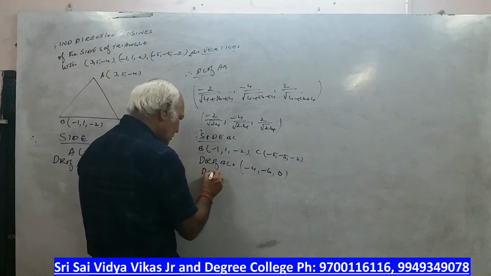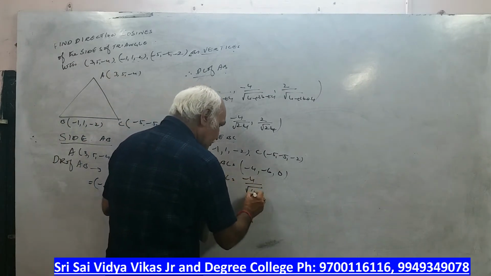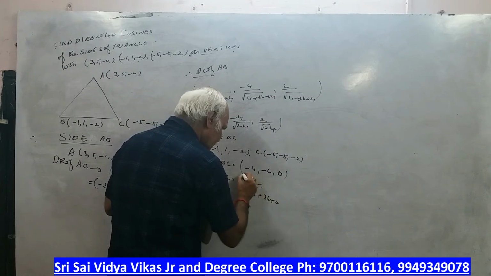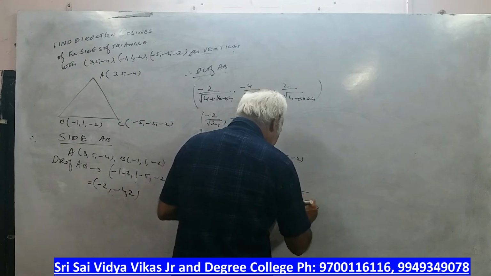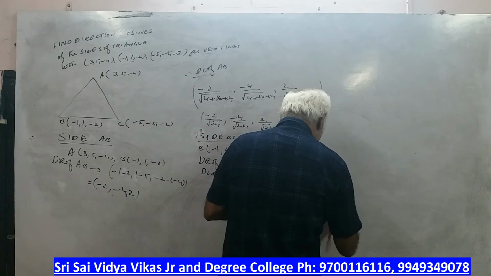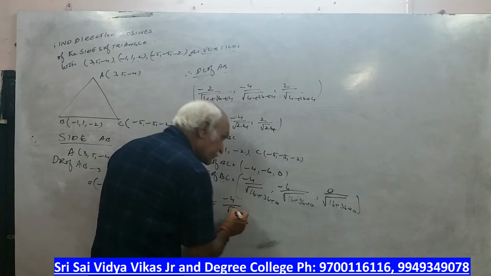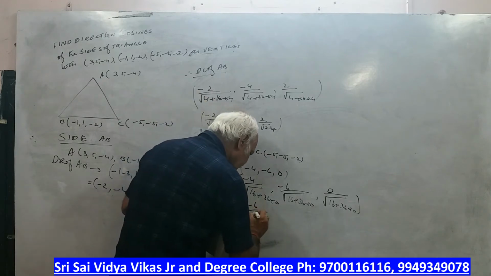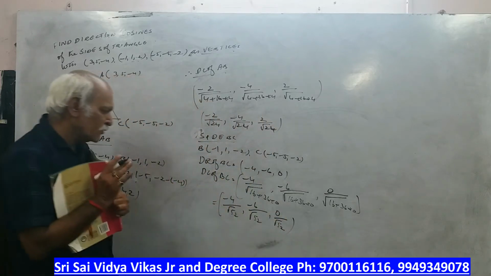Therefore, DC of BC is equal to minus 4 by root of 16 plus 36 plus 0, then minus 6 by root of 16 plus 36 plus 0, next one 0 by root of 16 plus 36 plus 0. So this becomes minus 4 by root 52, minus 6 by root 52, 0 by root 52. Don't bother about simplification, sir. Just you have to find this.